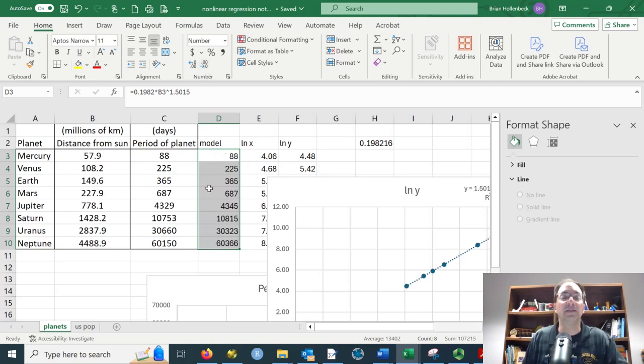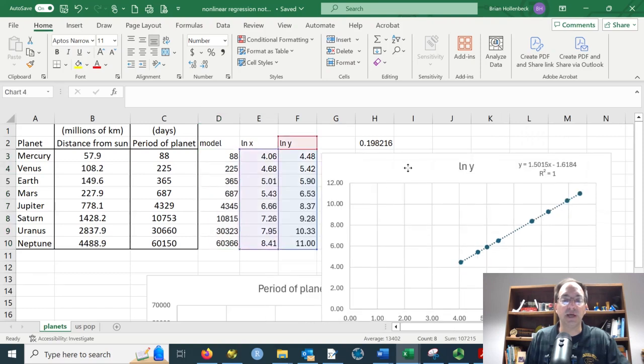And so we get a pretty nice fit. Notice pretty much on the mark for the first 4 planets. We get a little bit of error, but in terms of percentage error, that's still pretty good. What is that? 200 days out of 60,000. So that's still a nice percentage error. So that is the way of doing it with a spreadsheet.